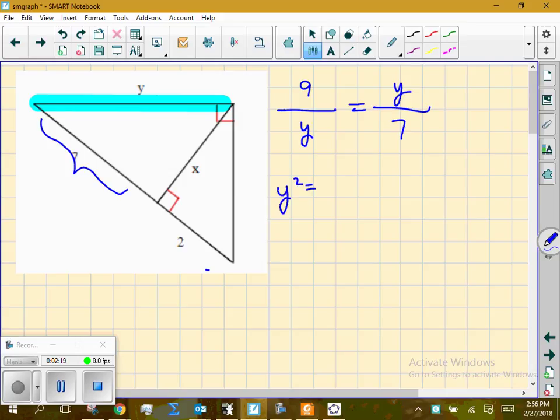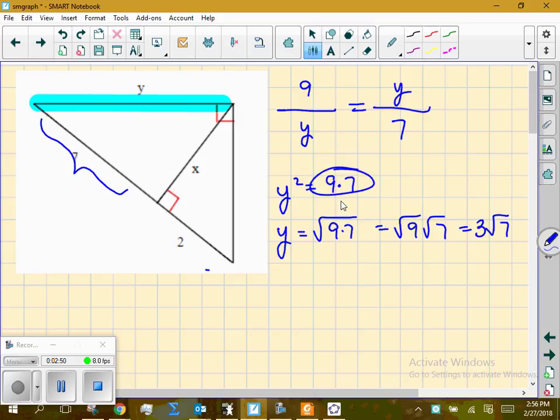So y squared will equal, okay? I'm going to write it this way, guys. I'm going to go 9 times 7. Because when I take the square root, it's this, right? Which we know can be written that way. And why do I do that? What kind of number is 9? It's a perfect square. And 7's prime, right? Those of you that do, go ahead and multiply that out. And you get 63. That's fine.